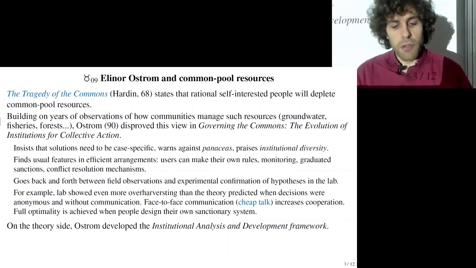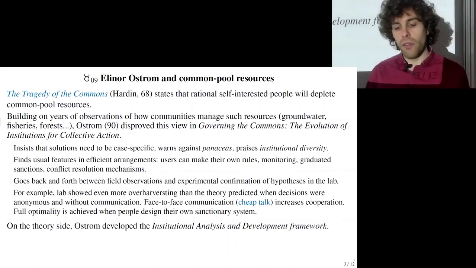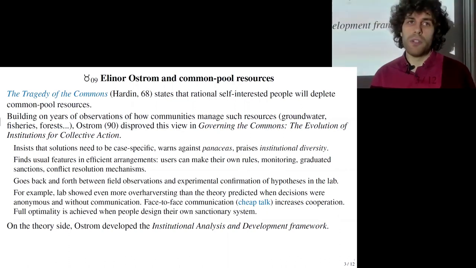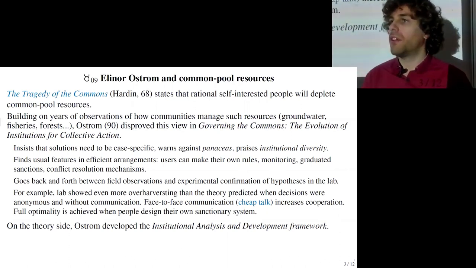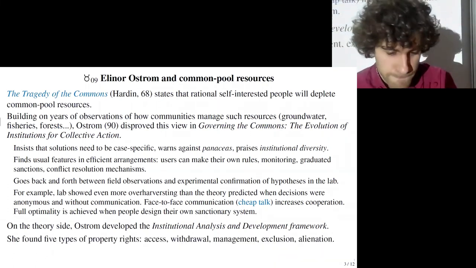So she developed the theory even more through the institutional analysis and development framework, which is a common framework to analyze rigorously any institution, any social arrangement.